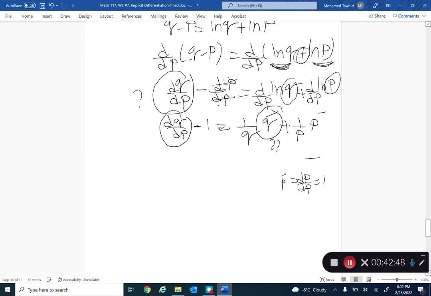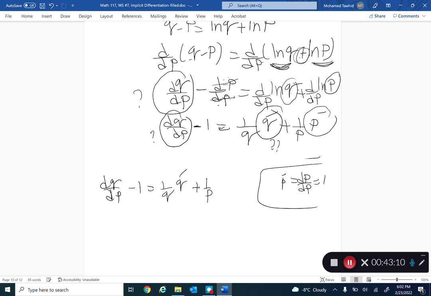I put a question mark, which means I need to find it. So now I've taken the derivative. Then what is next? I collect any term that has q prime on one side, and any term that does not have q prime I put on the other side. So q prime here is 1.